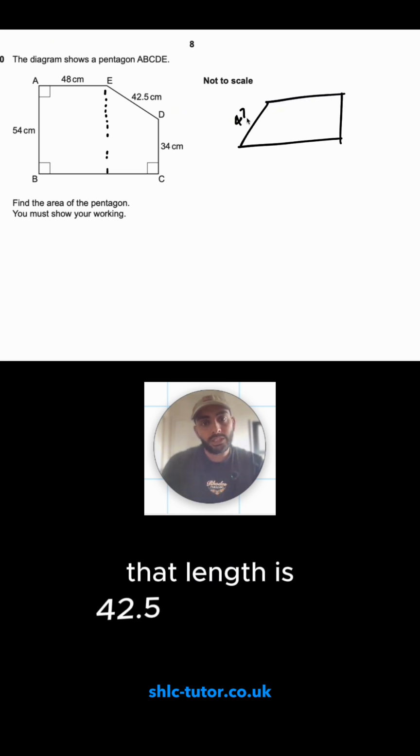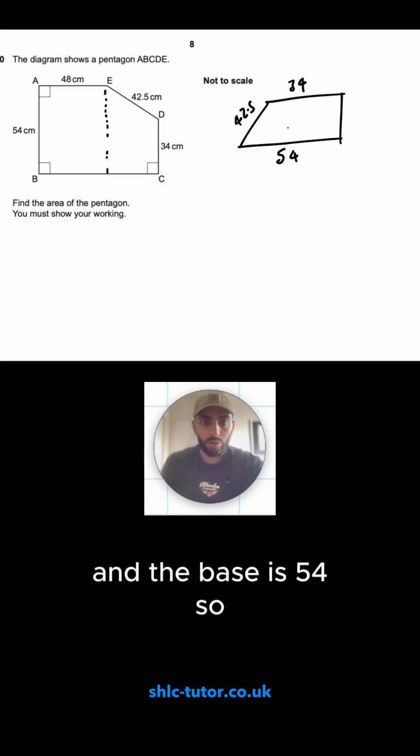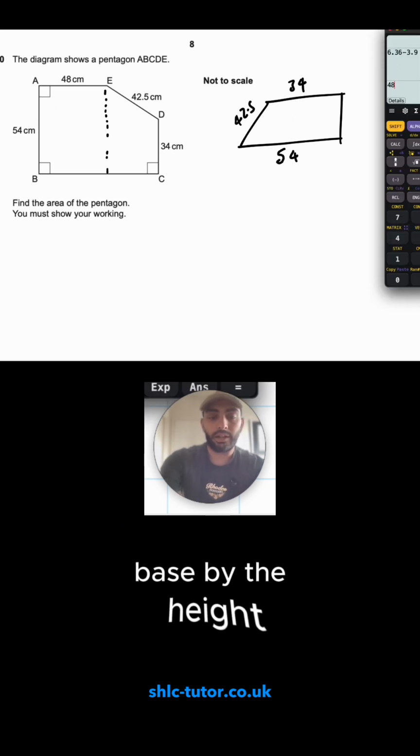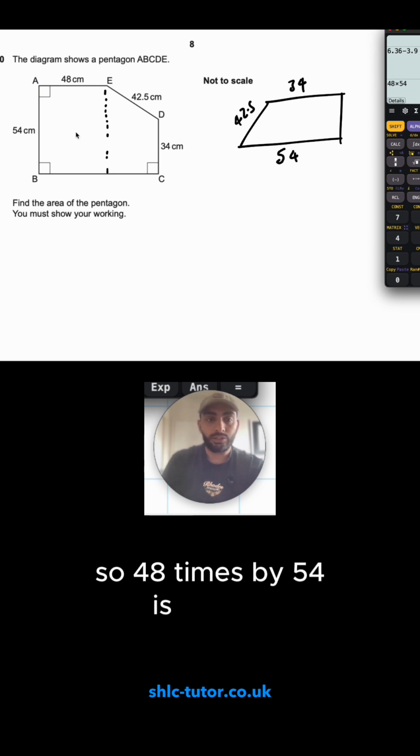That length is 42.5, that length is 34, and the base is 54. So we're going to need to find the height of this trapezium later, but let's first get some marks and find the area of this rectangle. Area of a rectangle, you just multiply the base by the height, so 48 times 54 is 2592.